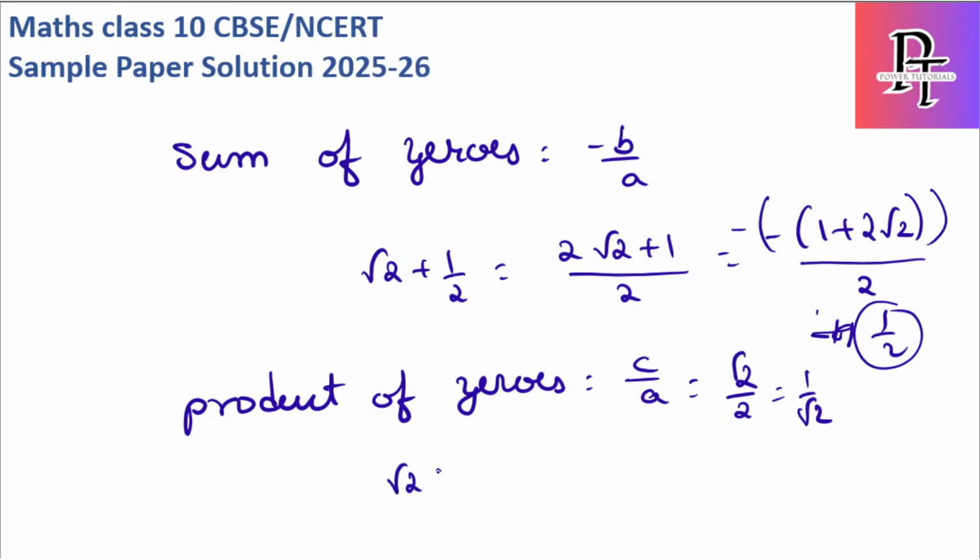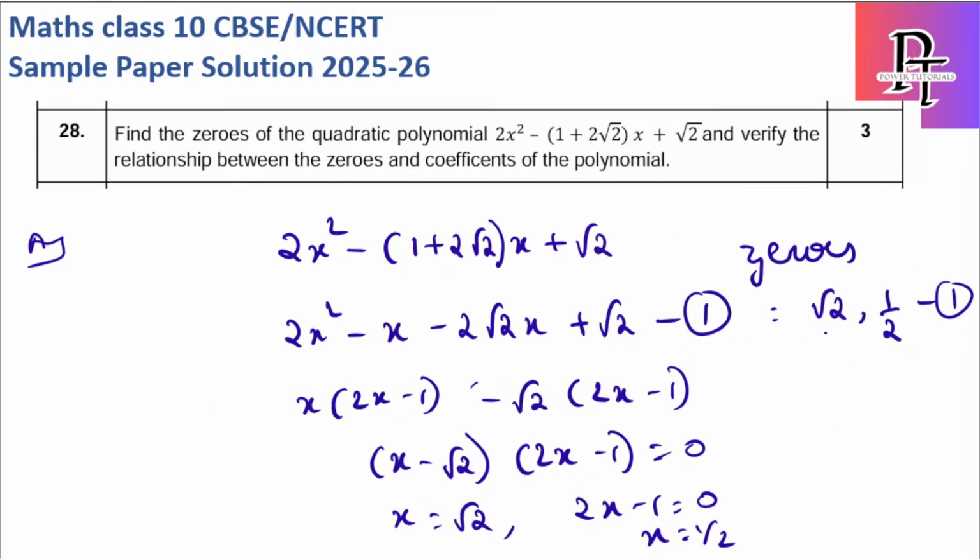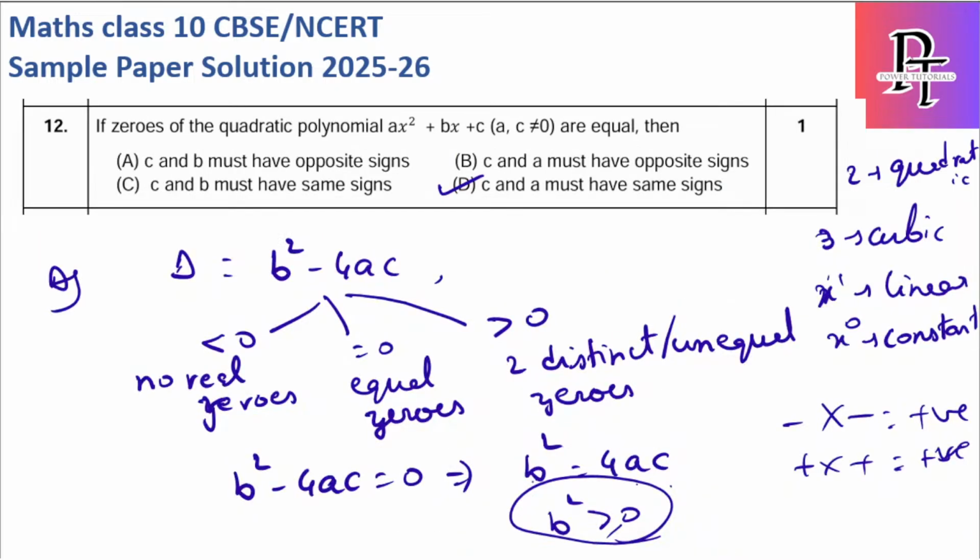So root 2 into the second zero, 1 by 2, is root 2 by 2, which is 1 by root 2. Hence it is also satisfied. If you prove this, you will get half mark. So half and half, plus 1 and 1 mark, total 3 plus 1, 4 marks you are getting from this second chapter.